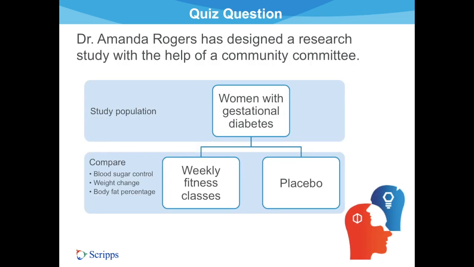Let's try another quiz. Dr. Amanda Rogers has designed a research study with the help of a community committee. The goal of the study is to assess if women with gestational diabetes are able to better control their diabetes if they attend a weekly fitness class. The primary outcome is improvement in blood sugar control. Other key measures recorded include change in weight and body fat percentage.